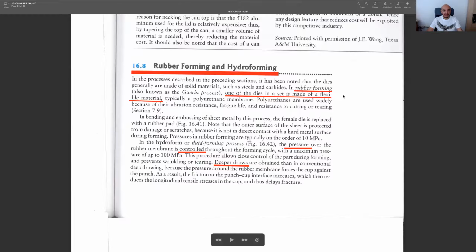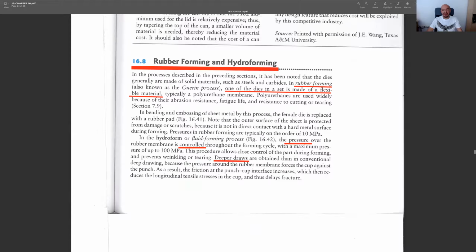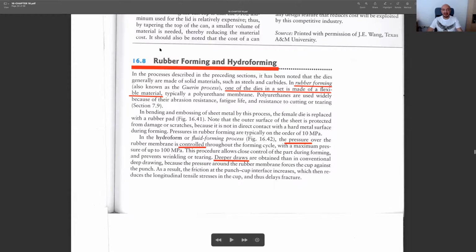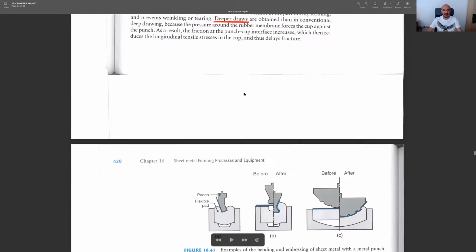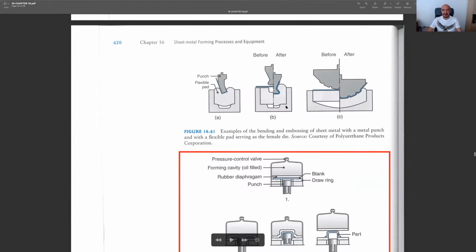Let's continue with rubber forming and hydroforming. Again, obviously we are using sheet metal in this process. And in the rubber forming, as the name implies, we will be using rubber to shape our sheet metal. And this is sometimes called the Guerin process or rubber forming. And in the hydroforming, we are still using a thin sheet of rubber, but most of the manufacturing is done with the help of oil inside a tank. And let's have a look at the cases here.